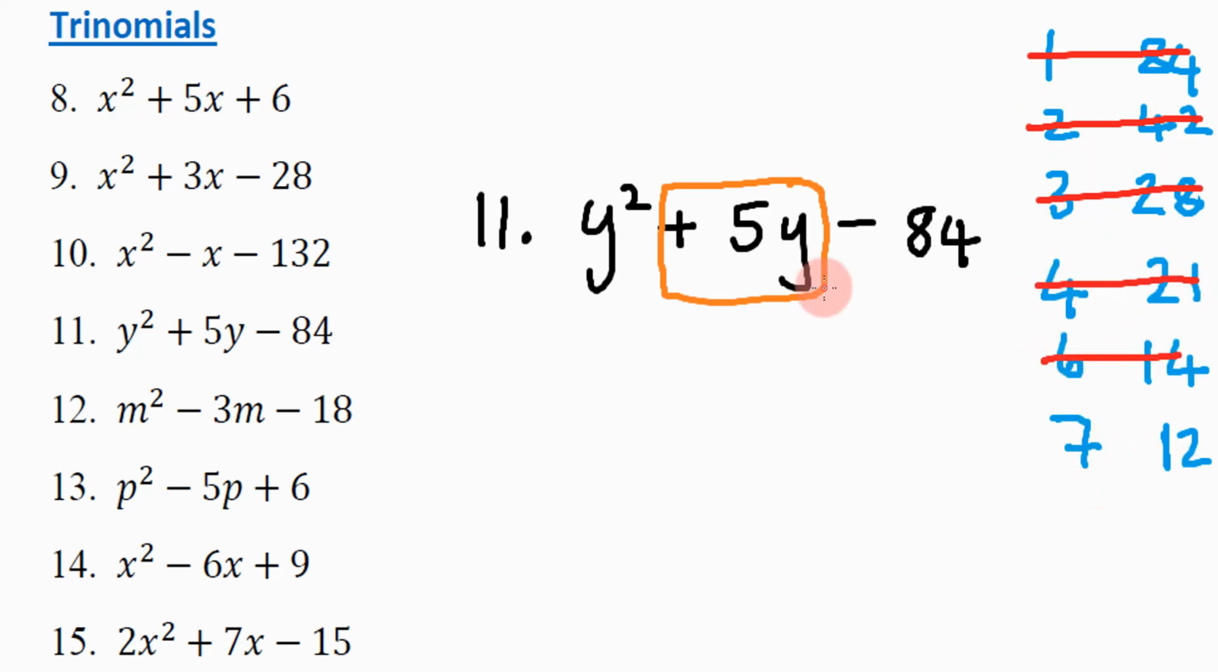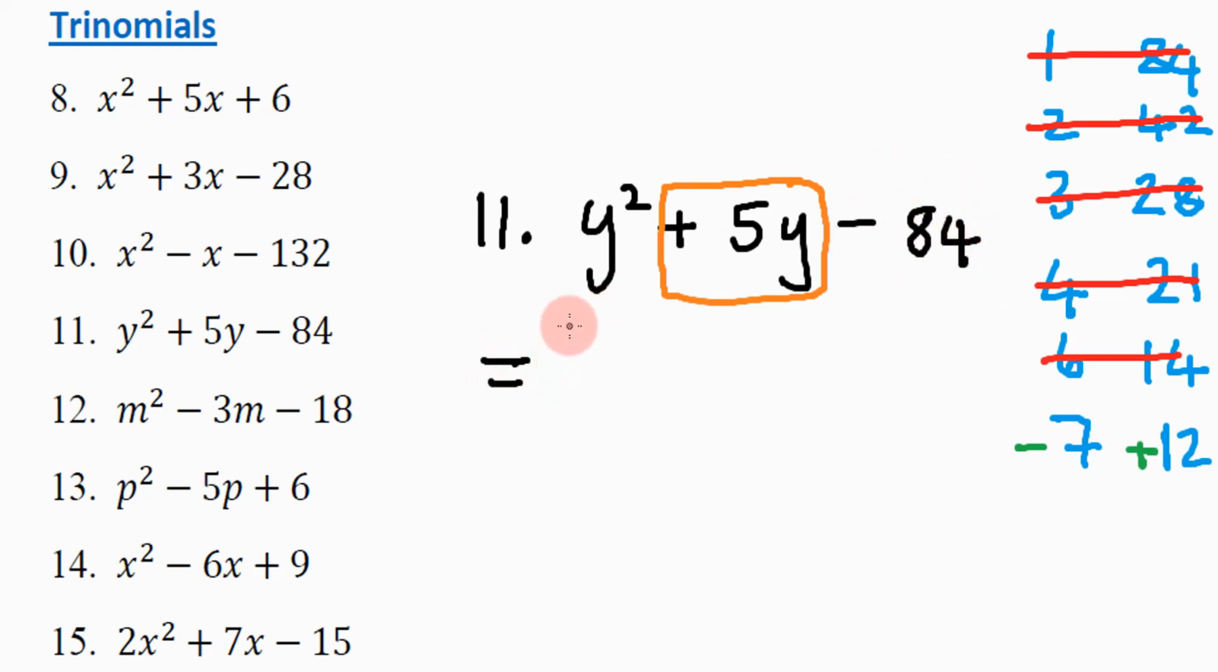7 and 12 can give us positive 5, and that is if the 12 is positive and the 7 is negative. So negative 7 plus 12 will give us plus 5. We check that when we multiply them, we get negative 84. So negative 7 times positive 12 does give us negative 84.